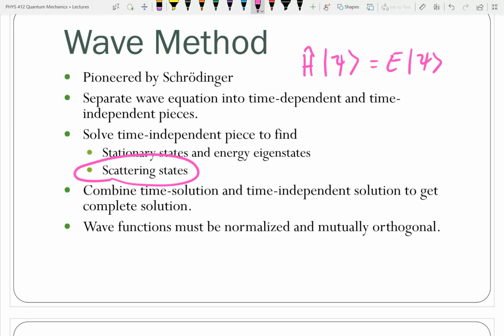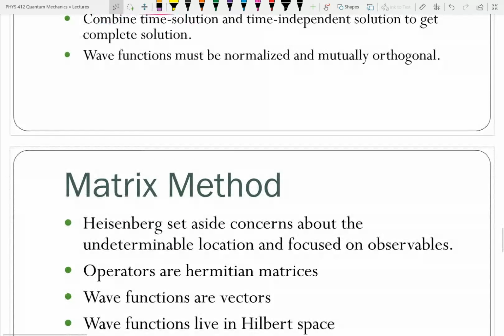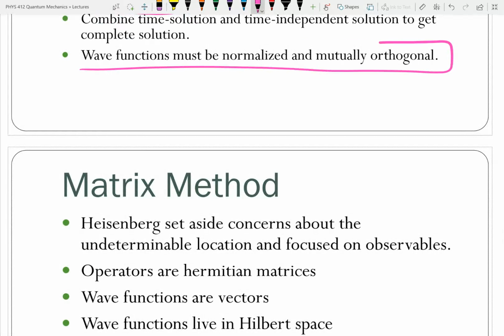And it was interesting, that question that I had the mistake on in the test. One of you did it for scattering states, and one of you did it for stationary states, and it was fine. I didn't count against either of you for not interpreting it the way I intended, since I wrote it wrong. You had to combine the time-independent solution with the time part in the last step of that problem. And this here, you better know cold: wave functions must be normalized and mutually orthogonal.